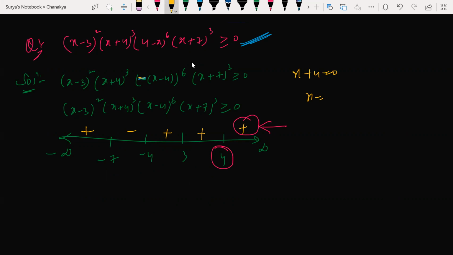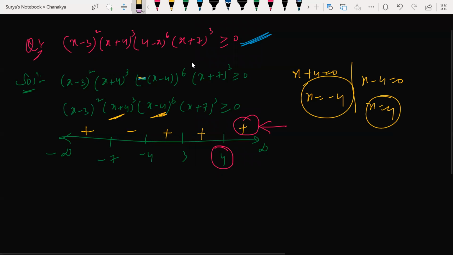X minus 4 is equal to 0, x is equal to 4 here. X plus 4 is equal to 0, x is equal to minus 4 here. Both are different. This is minus 4 power. This is 4 power. So that is how it came. Hope you got the point now. Okay, yes, sir, got it.